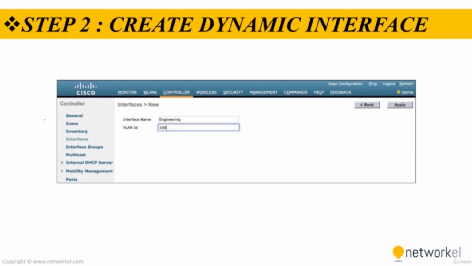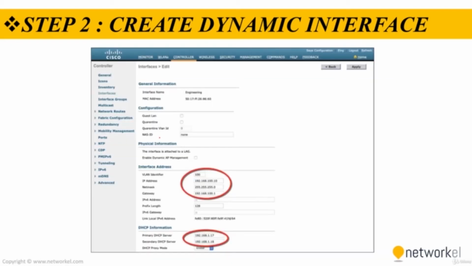Then you enter a name. As you can see here, the name is engineering, and you define the VLAN ID, which is defined as 100 for this example. Next, you need to enter the IP address, subnet mask, and gateway address for the interface. You can see here that they are all defined.